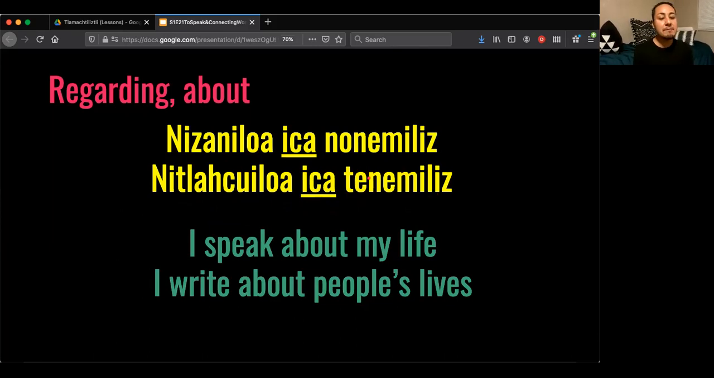And remember, nemilistli is inanimate. So life or lives in plural is the same in Nahuatl. So if you want to say people's lives, it's still tenemilis, even though it sounds like it could also translate as someone's life or a person's life, etc. In Nahuatl, this is vague. Tenemilis can mean both of them. It can mean one person's life or someone's life, or it can mean people's lives in plural. So ni tlahquiloa ika tenemilis, I write about people's lives.